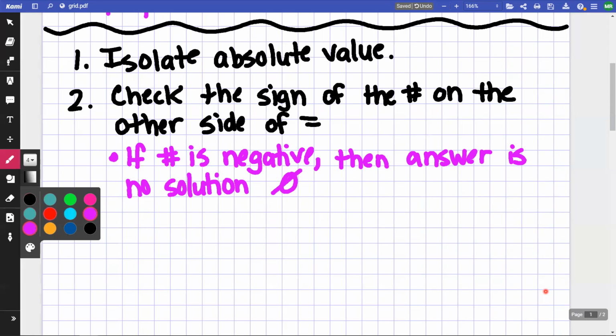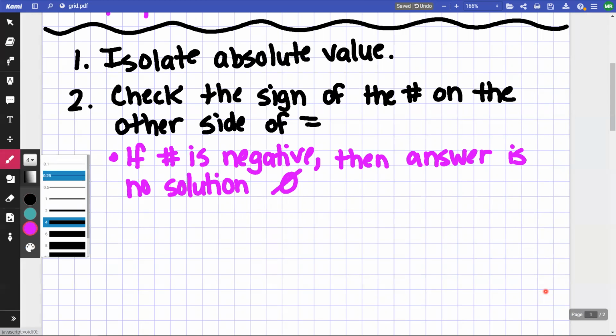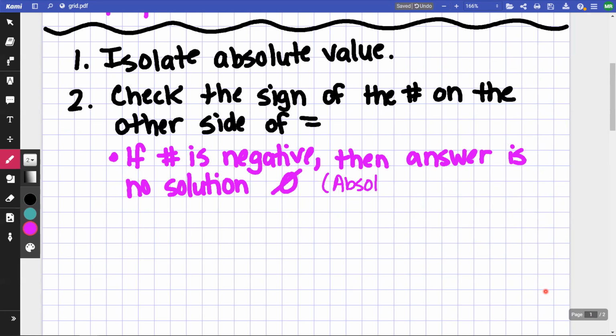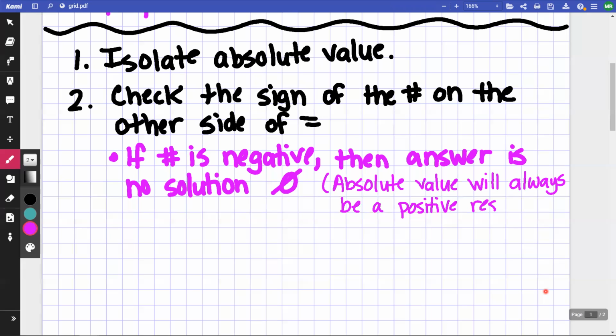Now, why is that so? The reason that is so is because an absolute value will always be a positive number. Sorry, a positive result.